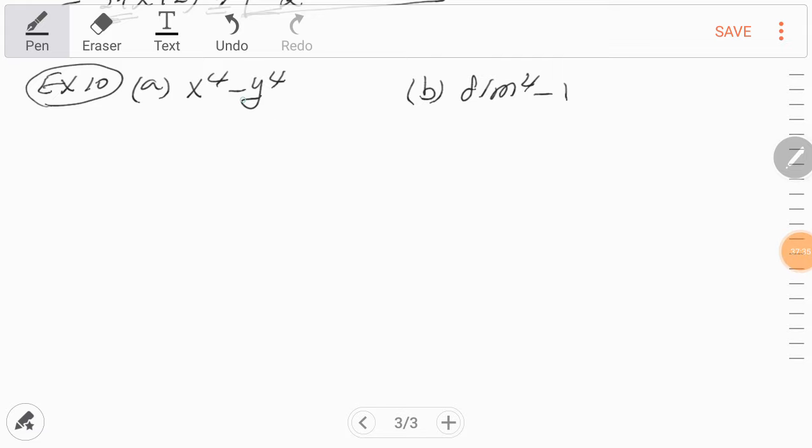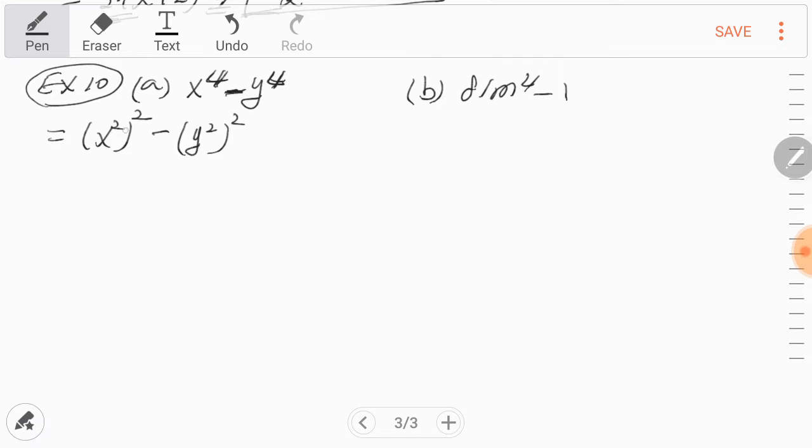Okay, the first one is a difference of fourth powers. We don't have a rule for the fourth power, but we have one for squares and cubes. So why don't we rewrite this expression as a difference of squares? Because the power 4 is 2 times 2, we can rewrite it as x squared minus y squared.